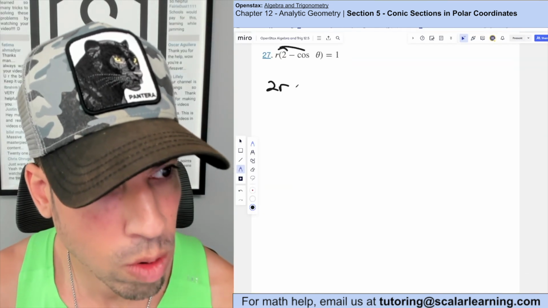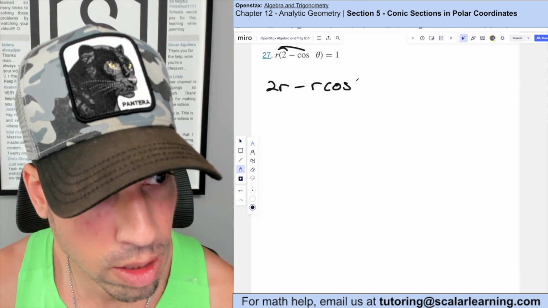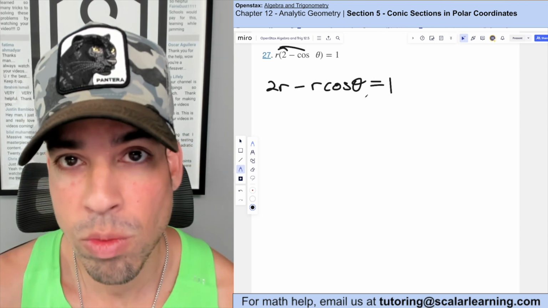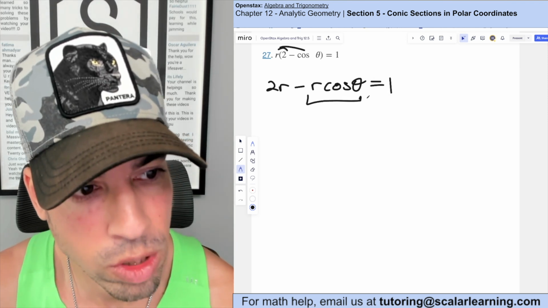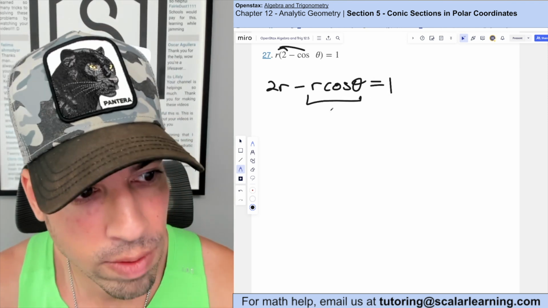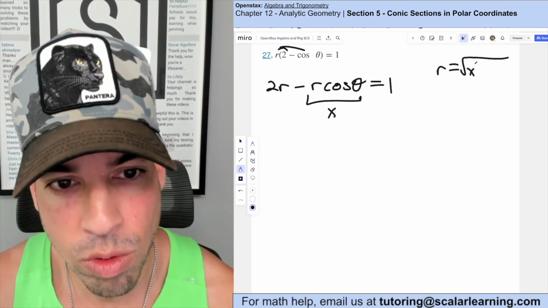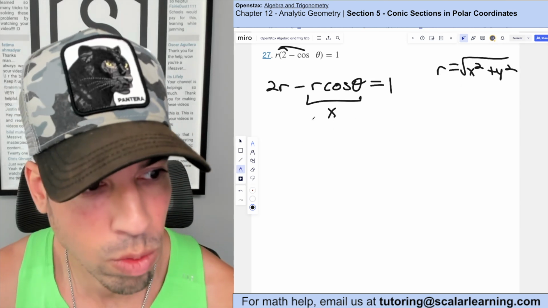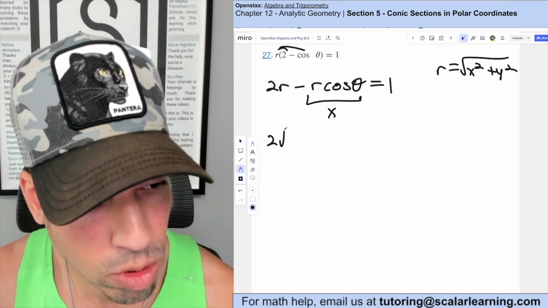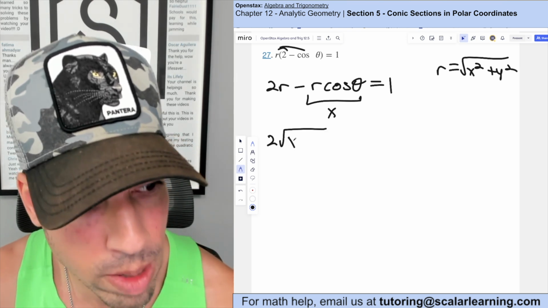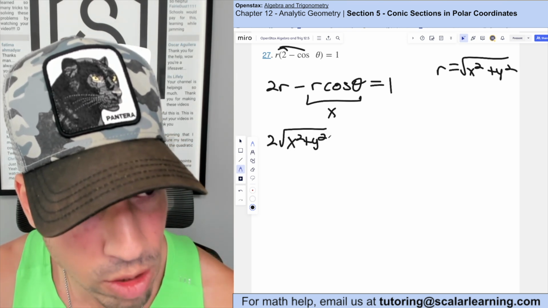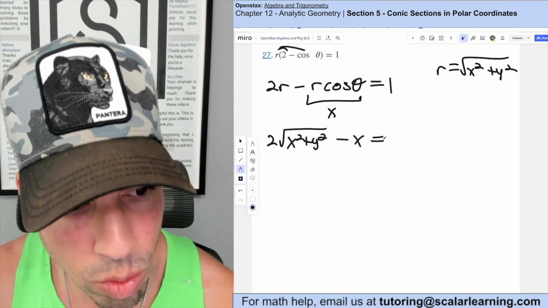So we've got 2r minus r cosine theta is equal to 1. The reason why this is great is because r cosine theta is actually equivalent to x. And r, by the way, is equivalent to the square root of x squared plus y squared. So what we can do now is substitute those in to get it back to rectangular format: 2 times the square root of x squared plus y squared minus x equals 1.